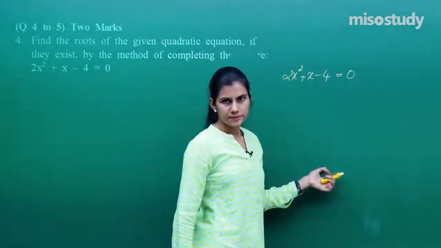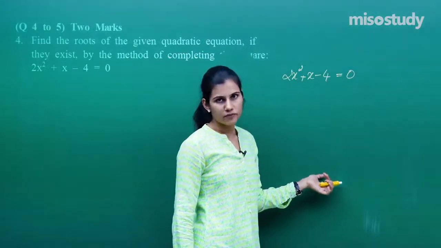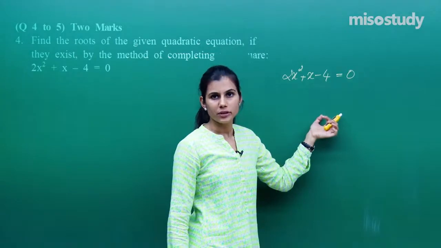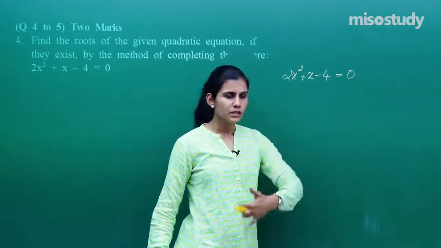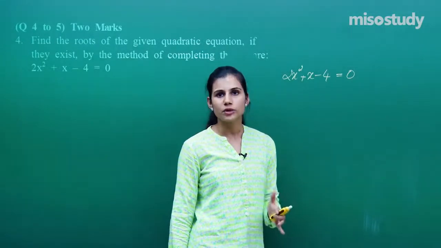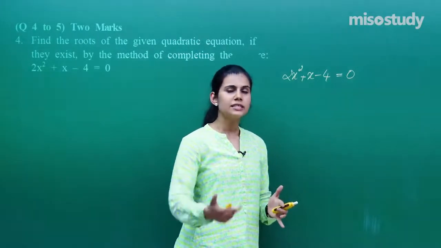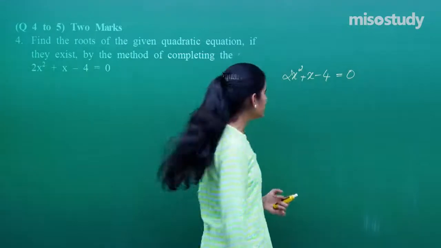So in the process of obtaining roots of this quadratic equation by the completing the square method only, you find out whether it is further solvable or not. If it is not, then you declare that there are no roots possible, no real roots possible, and if it is, then in the end you find out the roots. Let's see.